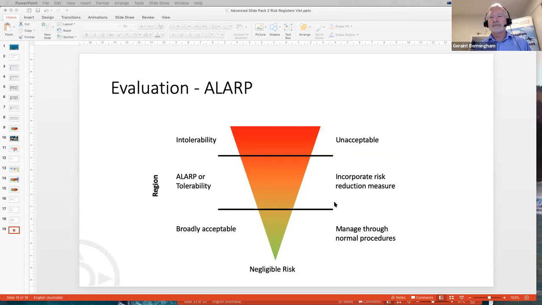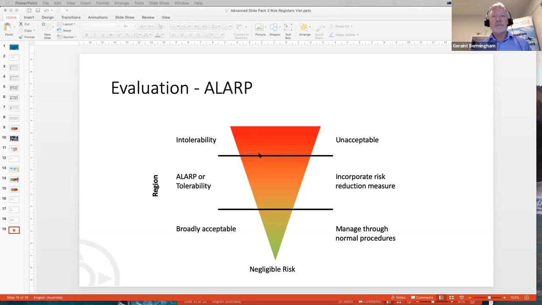This middle part is what is known as the ALARP region, the ALARP area. That's where a risk may be tolerable, but we are expected to incorporate all reasonably practicable risk reduction measures. So it's interesting to see your document, which seems to say, well, this level is acceptable, this level is not, but doesn't ask the question, could we reduce it more? Are there reasonably practicable steps we can take anyway?